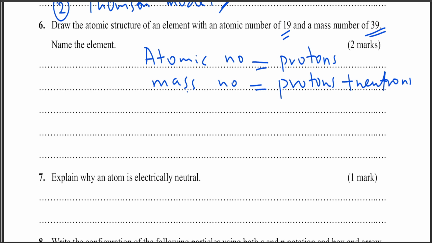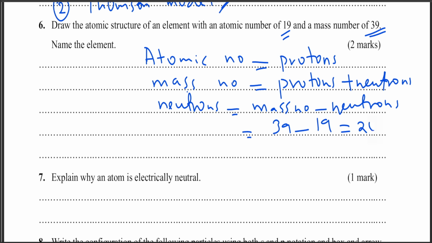So it means that it has a mass number of 39. So we can search for the number of neutrons. Now, if the mass number is protons plus neutrons, then to get neutrons, take the mass number minus the protons. So at the end of the day, the mass number, 39, minus the number of protons, which is 19, is going to give you 20. Okay, so 20 neutrons.